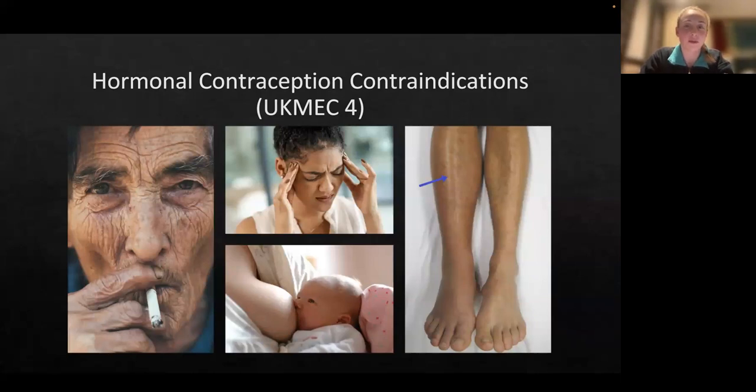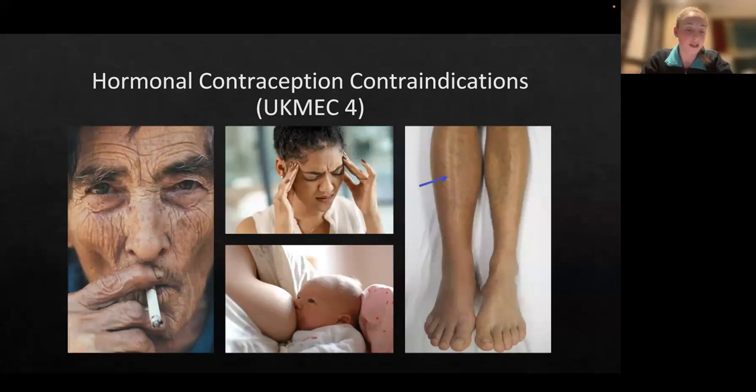And in terms of combined contraception, so commonly the COCP, if you have anyone who has a past history of breast cancer, I know there's not a picture on here, but if someone currently has breast cancer, you do not give them any combined contraception.